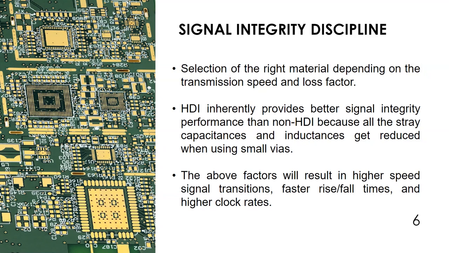Okay. Then HDI provides signal integrity performance, unlike non-HDI, because of the stray capacitance and inductance which I have explained just now. So the above factors will result in higher speed signal transition, faster rise and fall time, and higher clock rate. This means the transmission speed. So the gain factors are coming down, so it has to reach in time. Because of this, when you use HDI, you can achieve those results.